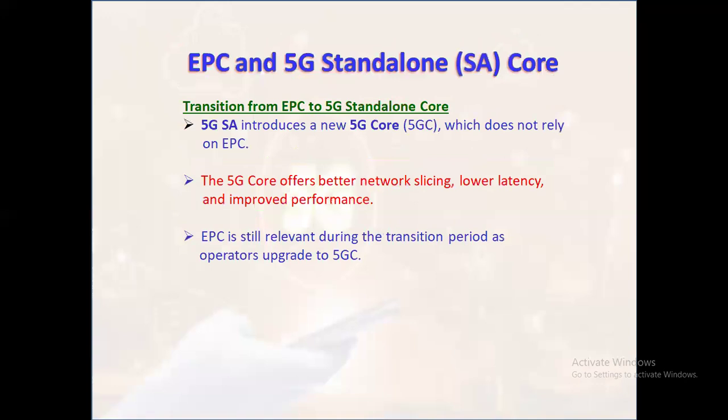And next one is the EPC and 5G standalone core. This is an entirely different thing from what I discussed in the previous slide. In 5G, the standalone SA architecture, the 5G core, which we can call 5GC, is introduced. This 5GC represents the 5G core, introduced as a completely new network architecture that does not depend on the EPC, that is, the evolved packet core.